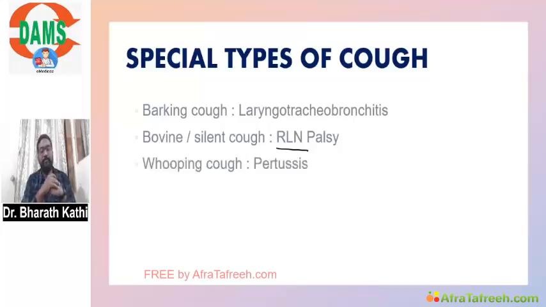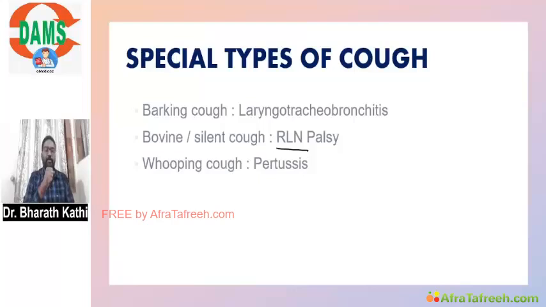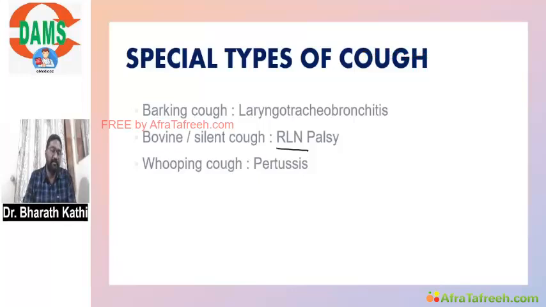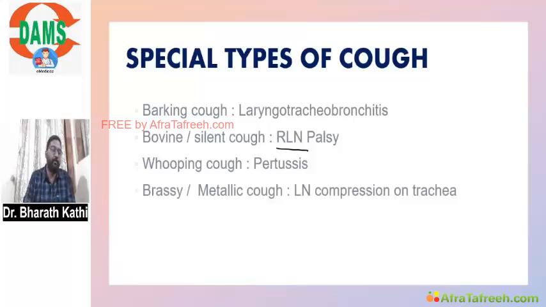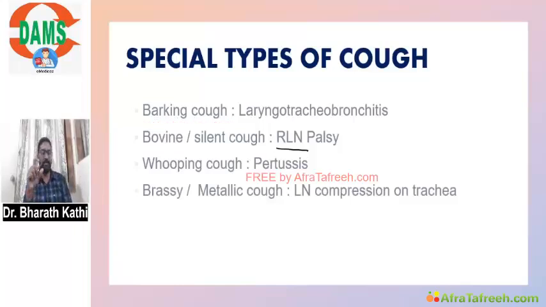Then whooping cough. Whooping cough means the patient will have continuous episodes of cough. He will be coughing like this and he will take an inspiratory gasp at the end of the last cough. This is characteristic of pertussis. Then brassy or metallic cough. This we actually see in the Indian scenario, when there is a big lymph node compressing onto the bronchus. Because of compression of the large airway, there can be a brassy or metallic cough.